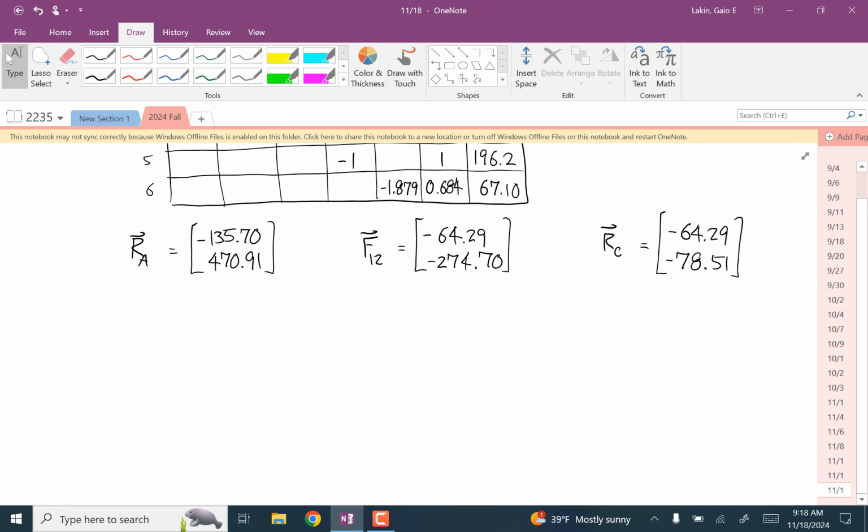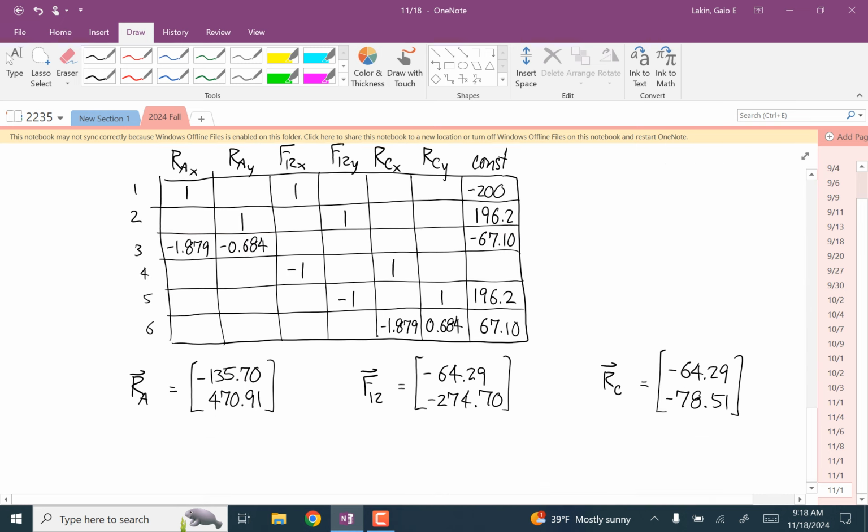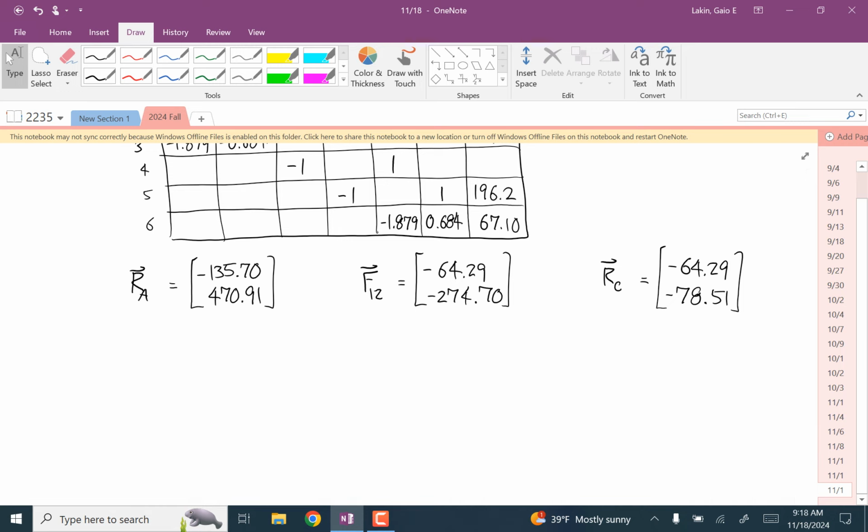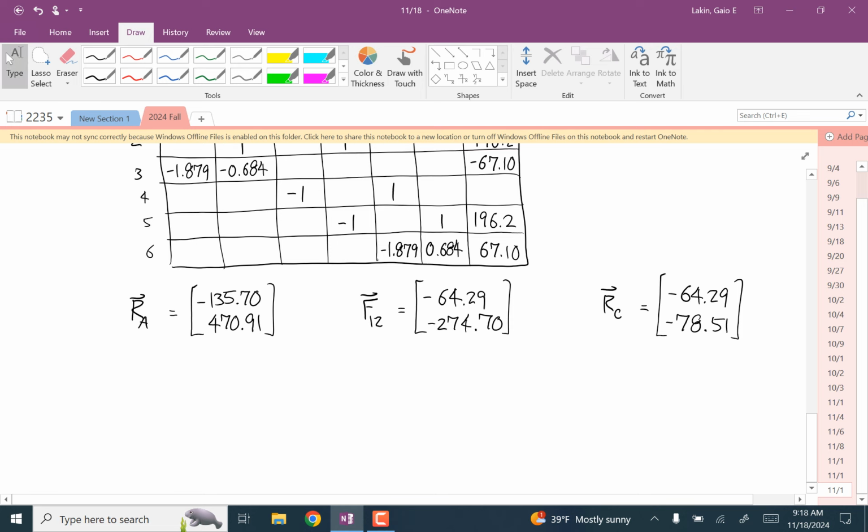So let me give you a minute or two to just draw the external loads on each of these bodies, so that then we can go to the rotation matrices.